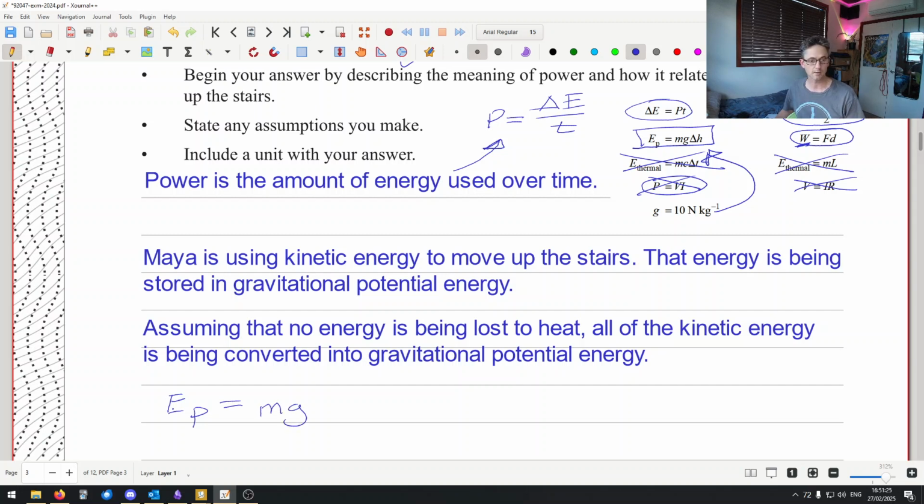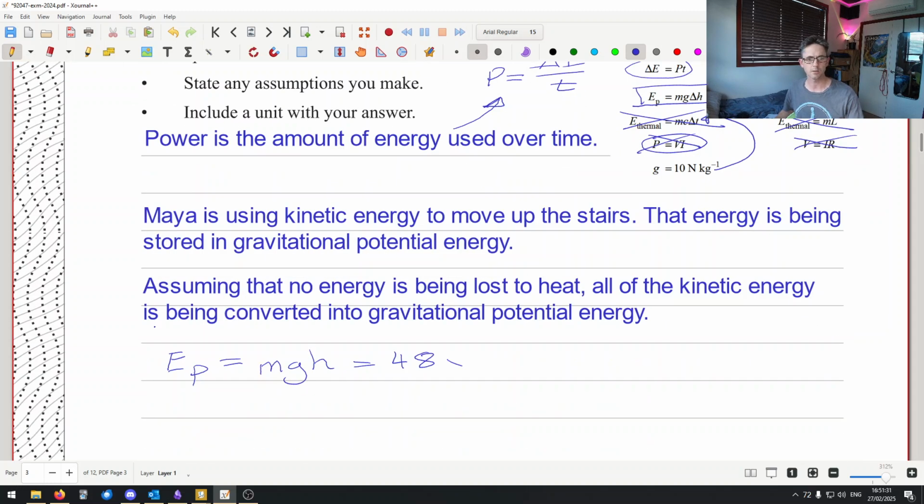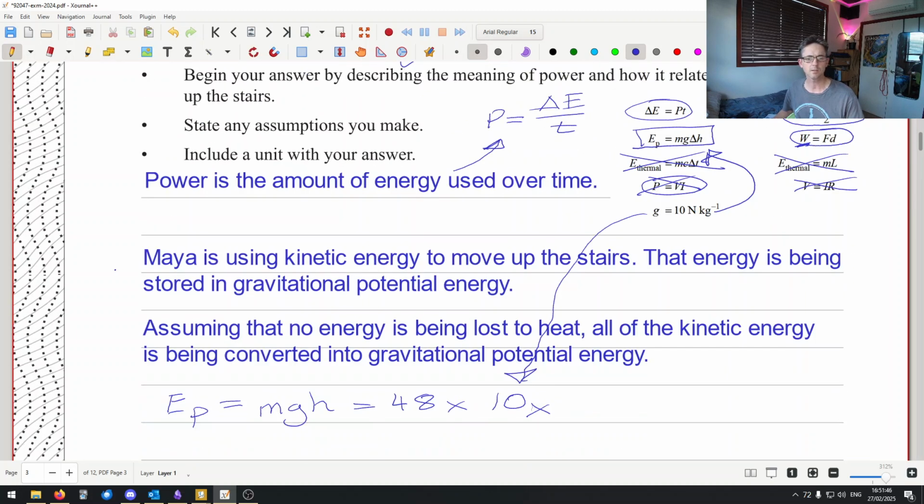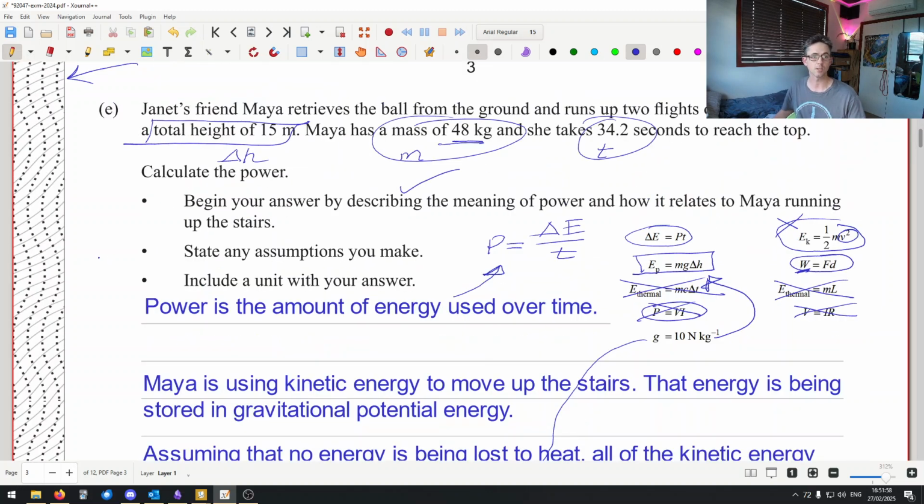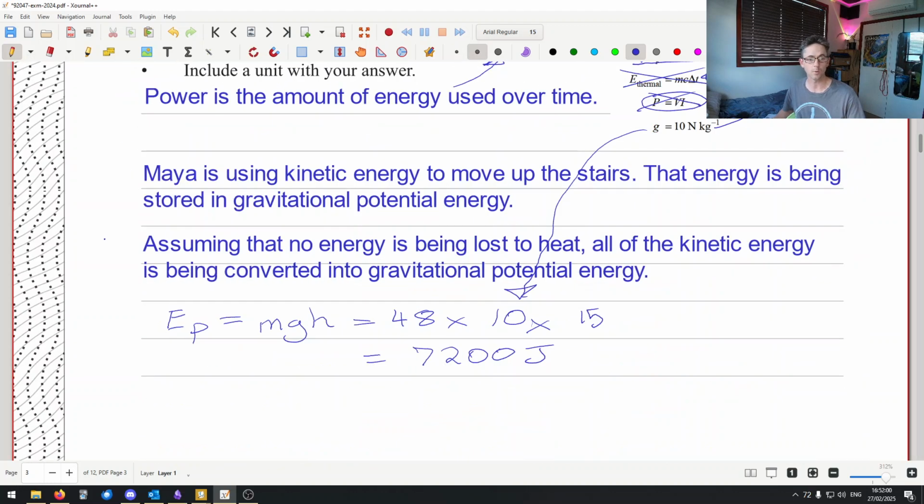Gravitational potential energy gained equals, her mass was 48, was it? Yep, 48 kg. And it has to be in kilograms. If it's in grams, you need to convert it to kilograms. 48 kg times 10, so that's the gravitational constant, 10, times the height, which was 15 meters. Yep, 15. And so we get, in terms of joules or energy, it's 7,200 joules. We haven't answered the question yet because we're supposed to calculate the power, so we're almost there. And we just go power equals change in energy over time.